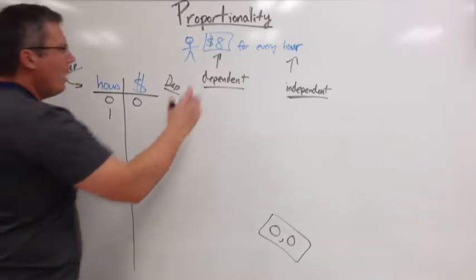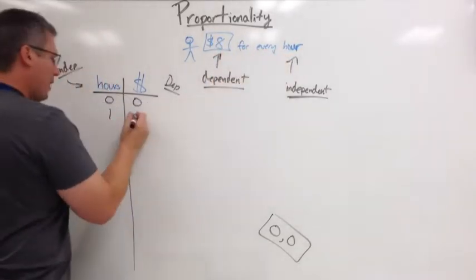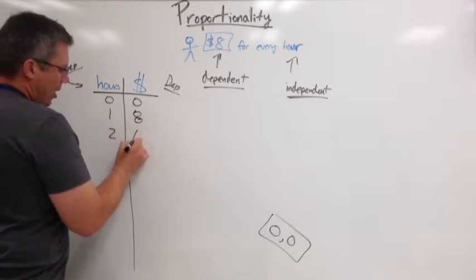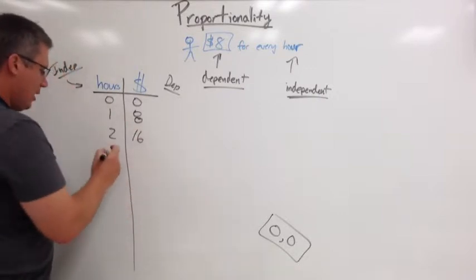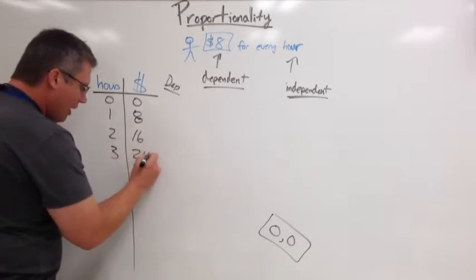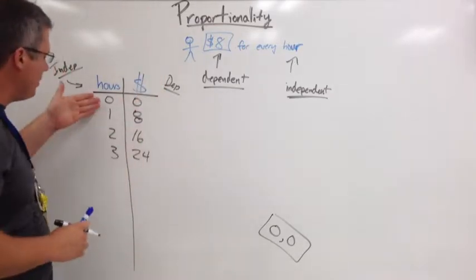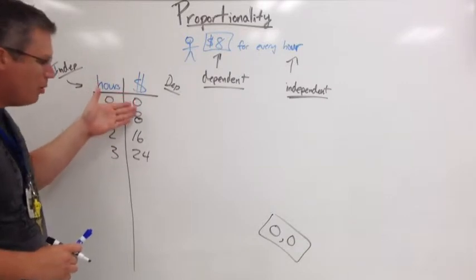Okay, so I work 1 hour. Well, if I get 8 for every 1 hour, that's now 8. If I work 2 hours, that's now another 8, which is 16. If I work 3 hours, this is now another 8, which is 24. And now notice what we talked about with the hands moving up. This side's moving up by 1s, this side's moving up by 8s.